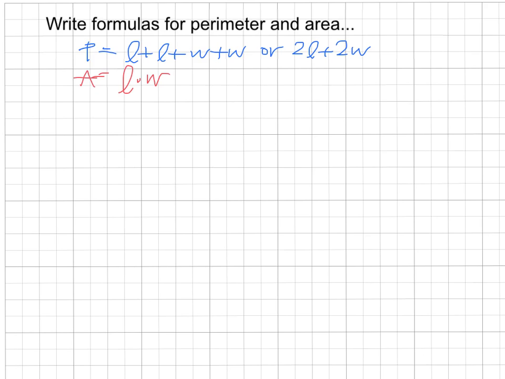Our first example problem is going to be this: this is 3 centimeters and this is 6 centimeters, and I'm going to want the perimeter and the area. Pause the video, work the problem, and then when you're done, continue the video to see if you got it right or wrong.